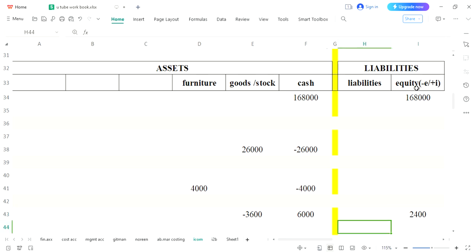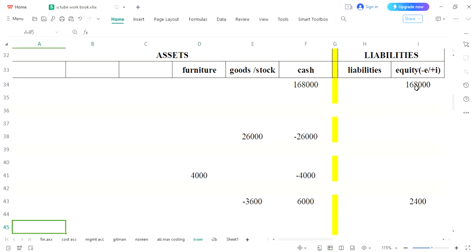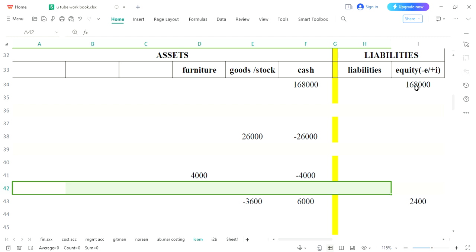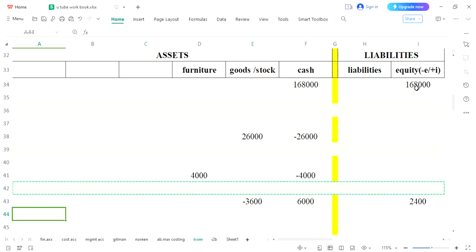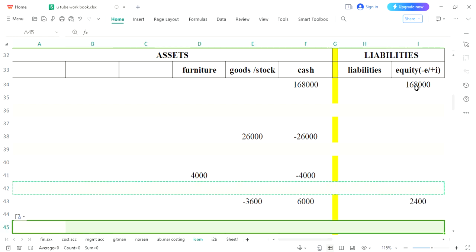Alright guys, in this way we have completed our entry. I am requesting you to please repeat and revise it clearly so that you can remember. For the time being, I'm telling you cash received 6,000, goods gone 3,600 and 2,400 is your profit. Profit or income would be added in equity.